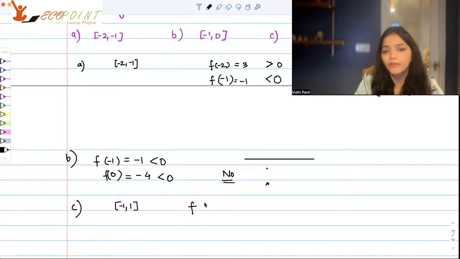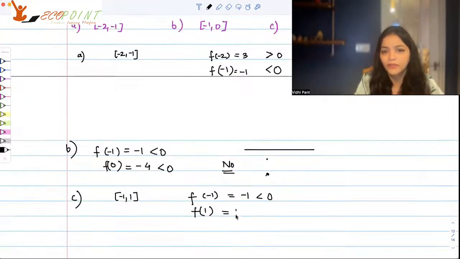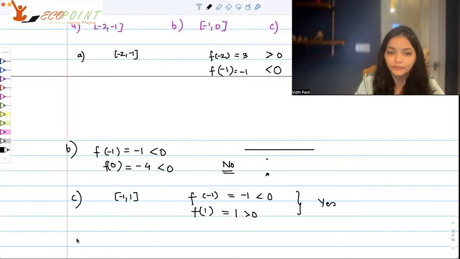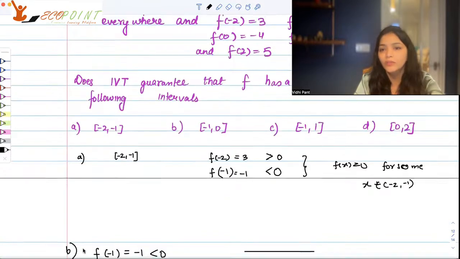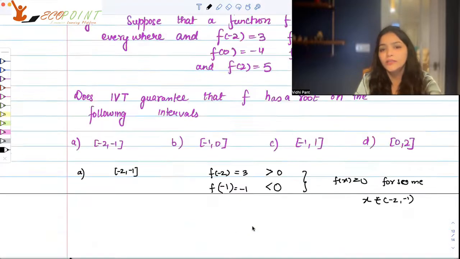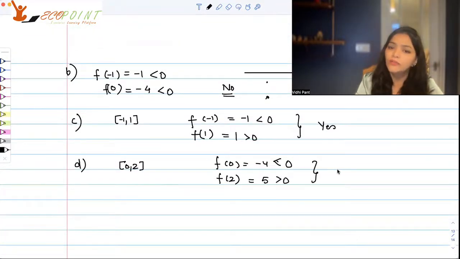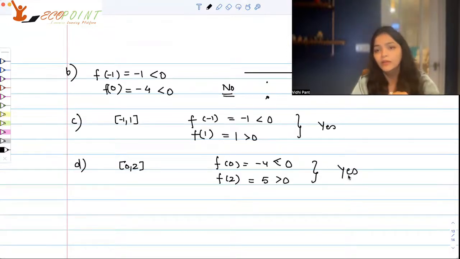Number c is -1 to 1. So f of -1 is equal to -1, which is less than 0. F of 1, I got to check what it is. It is 1, which is greater than 0. So the answer here is yes. IVT does guarantee a root here. And number 4 is 0 to 2. So f of 0 is -4, which is less than 0. And f of 2 is 5, which is greater than 0. So since the opposite signs are there, it will be cutting the x-axis somewhere. So yes, we do have a root here.